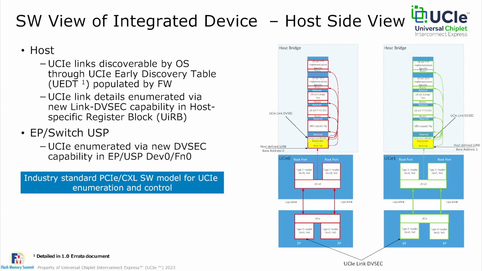The endpoint and the switch also need to be enumerated, right? That's going to be enumerated by the DVSEC, and it's going to be device 0, function 0, and those are going to be configuration accesses to set that up. So mostly we're just following the existing standard PCIe CXL software model for UCIe in order to do the enumeration and discovery.